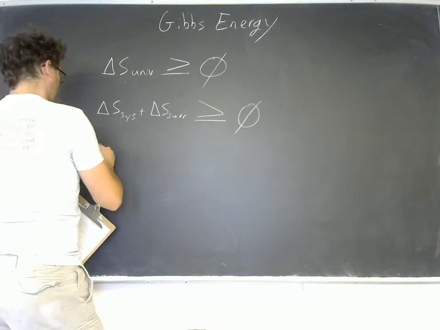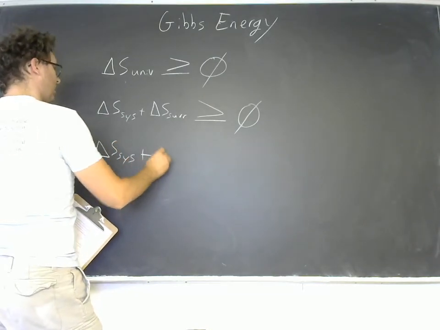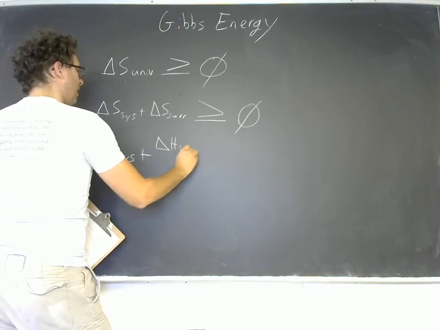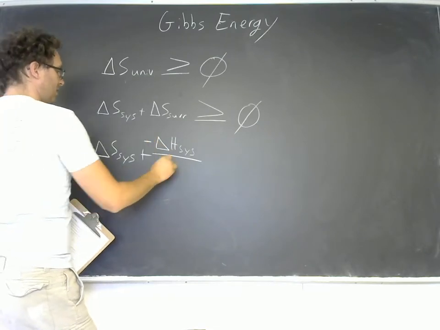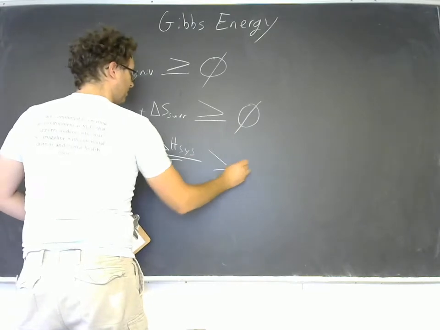And the delta S of the surroundings can be related also to thermodynamic variables of the system. We know that the delta S of the surroundings is the negative of the delta H of the system divided by T. So that is greater than or equal to 0.